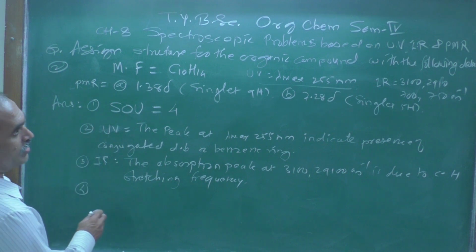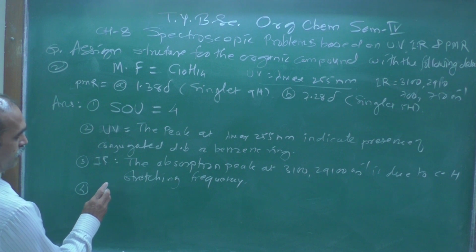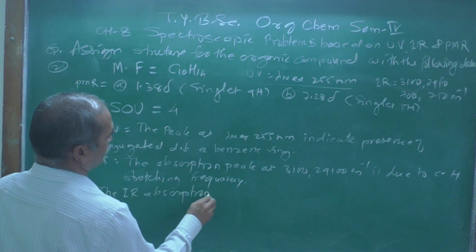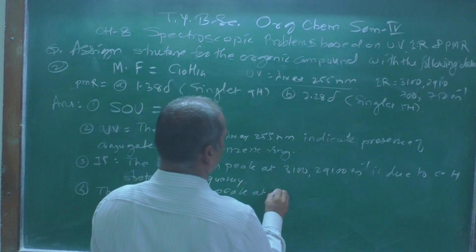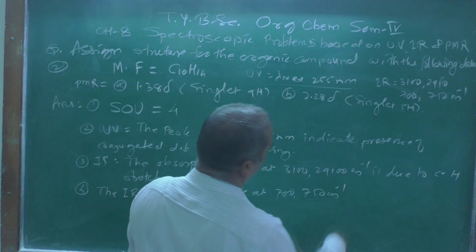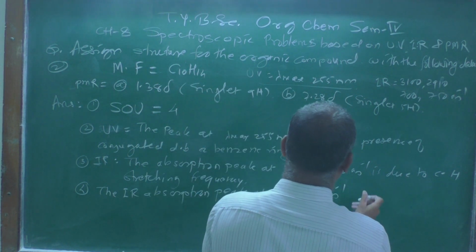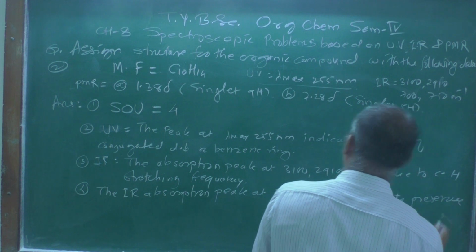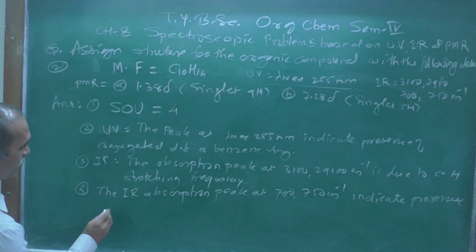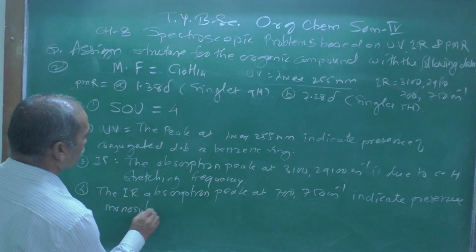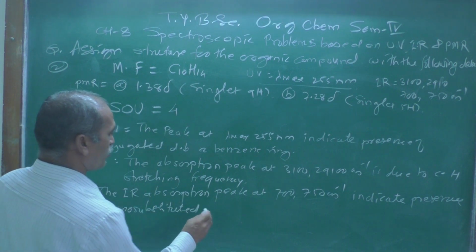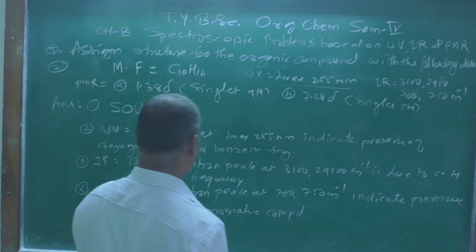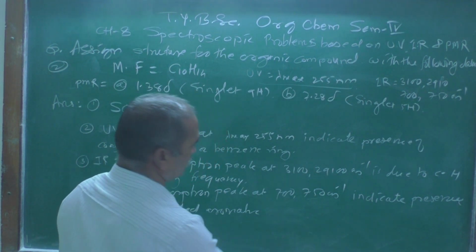And the fourth one, the IR absorption peak at 750 per centimeter indicates the presence of a monosubstituted aromatic compound, or aromatic ring, you can call it an aromatic ring.